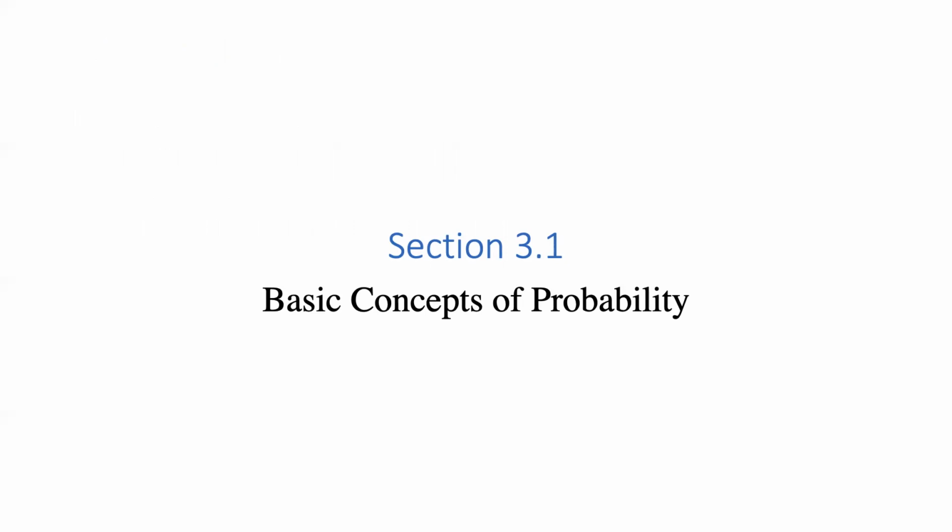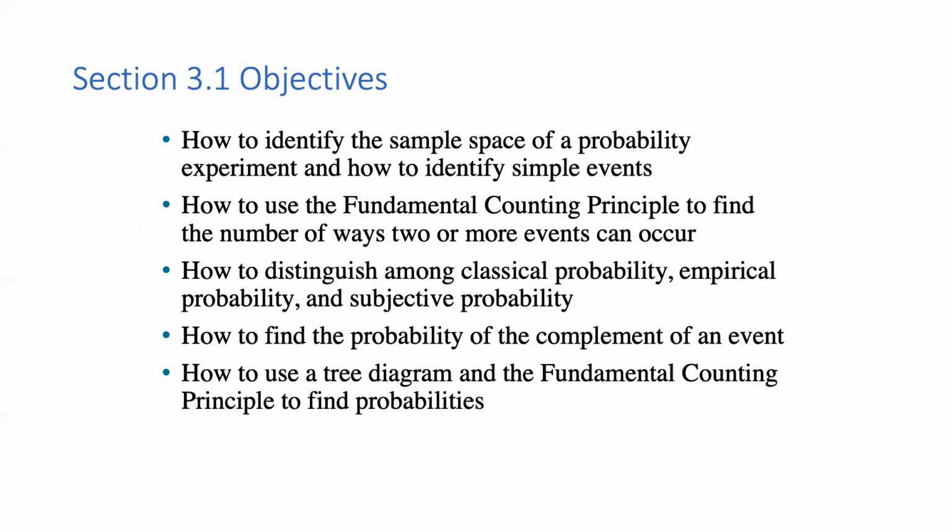Let's talk about some basic concepts in probability theory. And as usual, we'll begin with a few definitions, right? We need to understand what we're talking about. So let's start with a few definitions. We'll talk about what a sample space is and how to identify the sample space of a probability experiment. We'll talk about a very foundational idea in probability theory: how do we count the total number of outcomes? So this notion of the fundamental counting principle, that's where we'll go next.